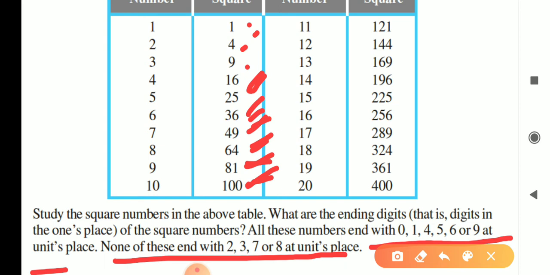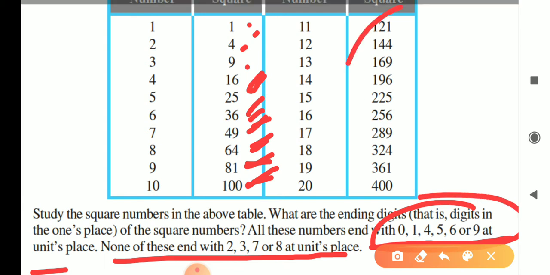So, if we are squaring any number, then in the square number, the unit place will always be 0, 1, 5, 4, 6, 9.